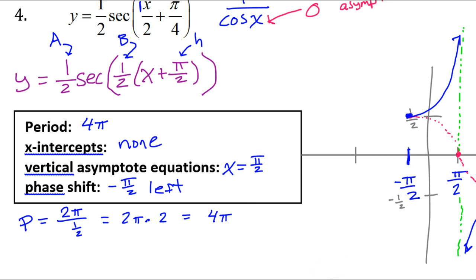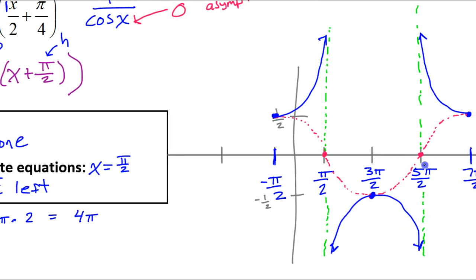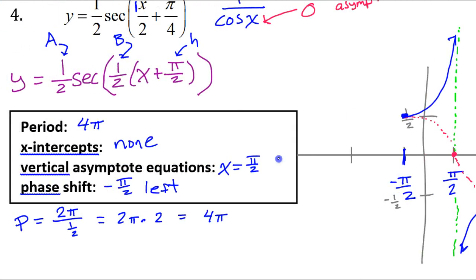Alright, but to capture the many vertical asymptotes, because they occur every half period, I can add multiples of a half period. Well, the period is 4 pi, so a half period is 2 pi. So I will say pi over 2 plus 2 pi n, where n is an integer.